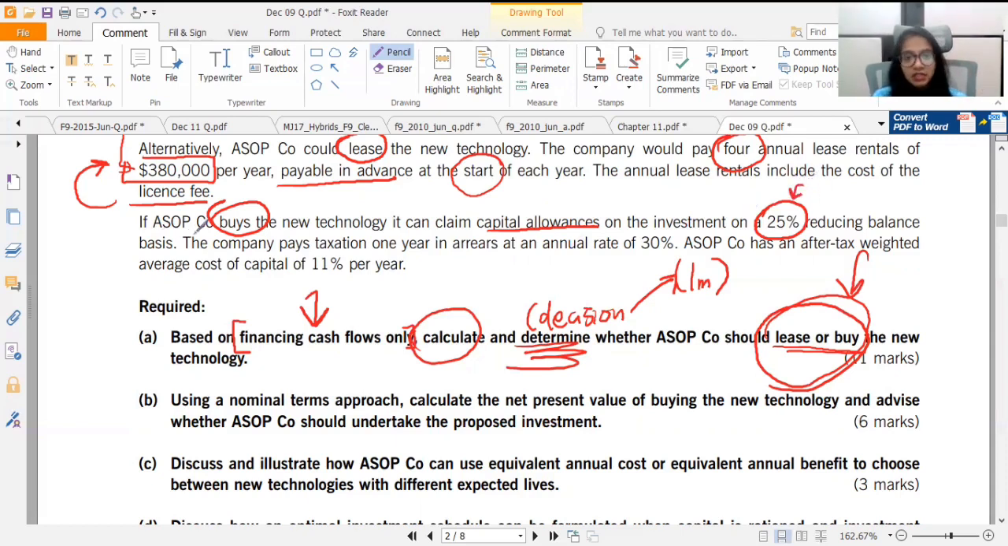The company pays taxation 1 year in arrears. So guys, this question might be a little bit tough because of this tax paid in arrears. The tax rate given to you is 30%. ASOCO has an after-tax weighted average cost of capital of 11%. Okay, now let's start to do the question. I'm going to move to Excel, guys, okay? And from there, I will guide you how to do this question together with me. So just give me a moment. There are a few things that I will need to explain further, okay?